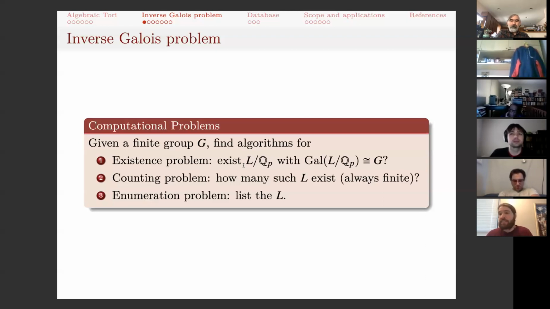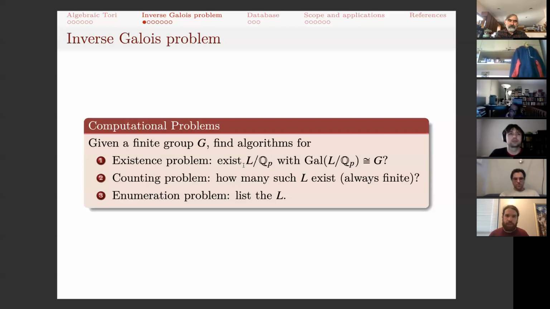Second, you can ask for a count. This is not something which really has an analog over Q. Over Q_p, there are going to be finitely many field isomorphism types of fields with a given Galois group, and so you can ask to count them. And then finally, you can ask to enumerate them and, for example, give a defining polynomial for that field extension.